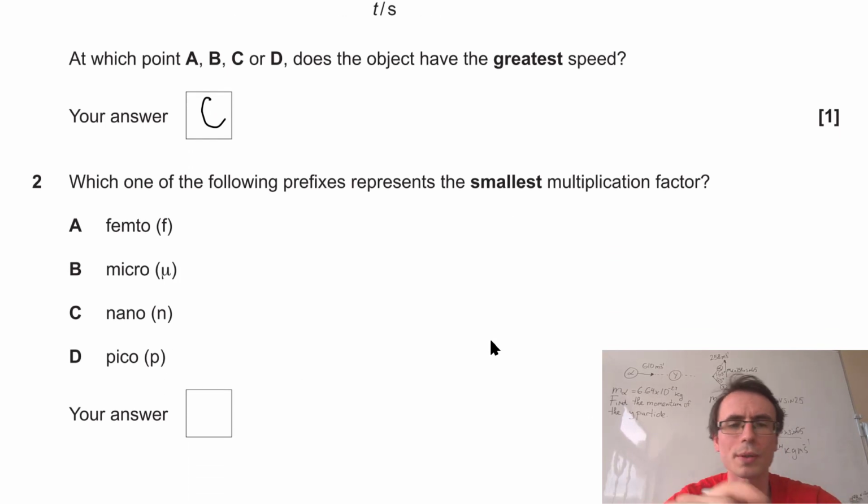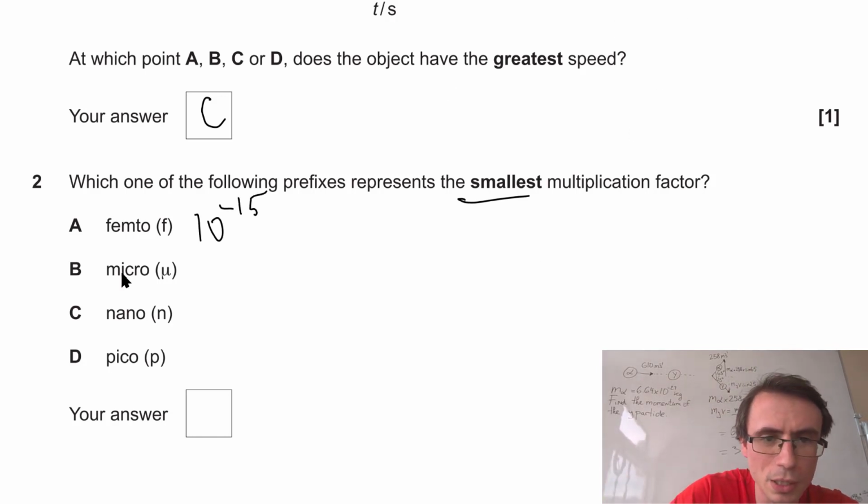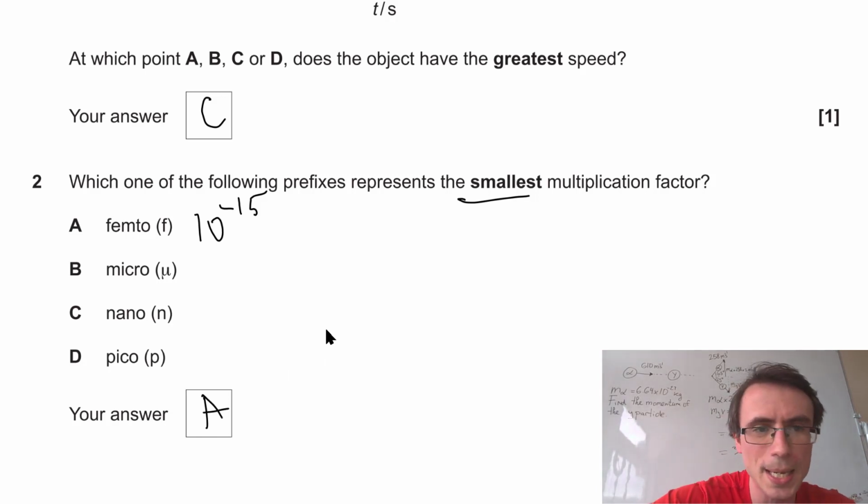Okay, 2. Which one of the following prefixes represents the smallest multiplication factor? So femto is 10 to the power minus 15, micro 10 to the power minus 6, nano is 10 to the minus 9, pico is 10 to the power of minus 12. So correct answer is A.